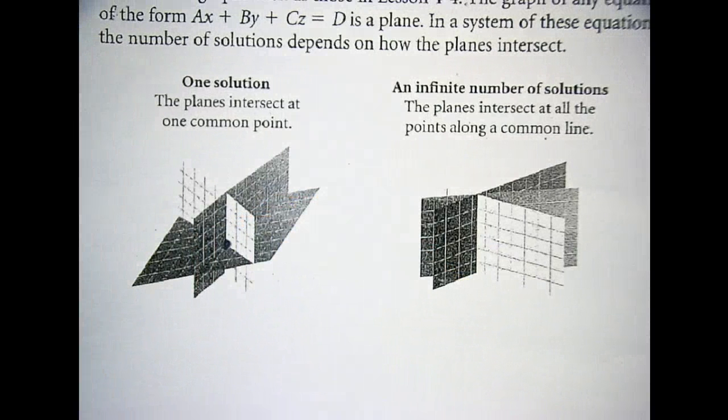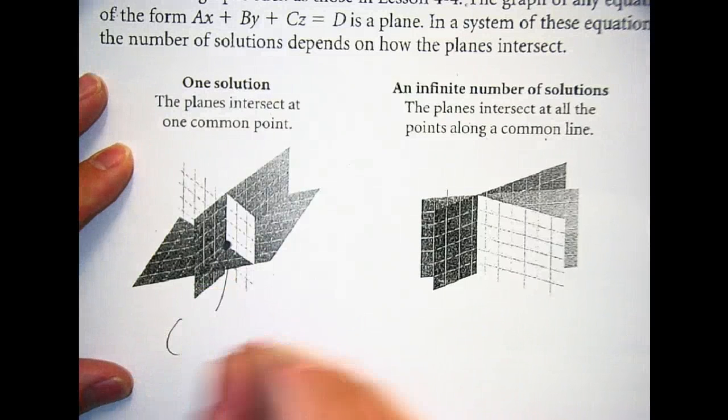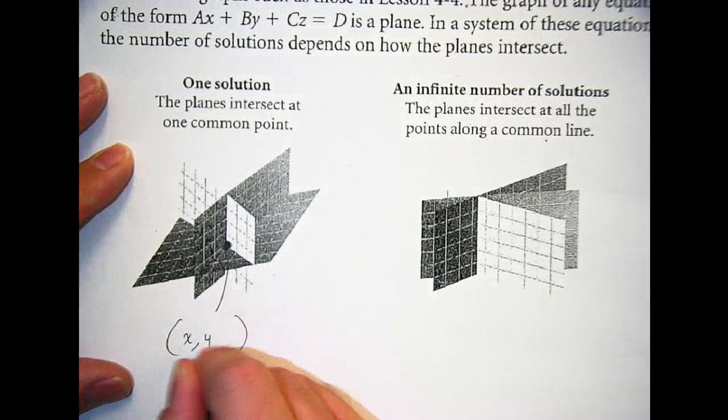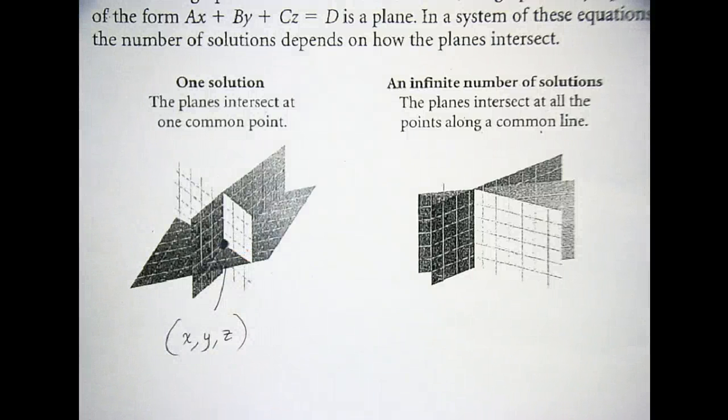A little better. But right there is where all three of them intersect. So that point right there would give you an XYZ. And that's really what we're looking for. It's where all three will come to a single point.